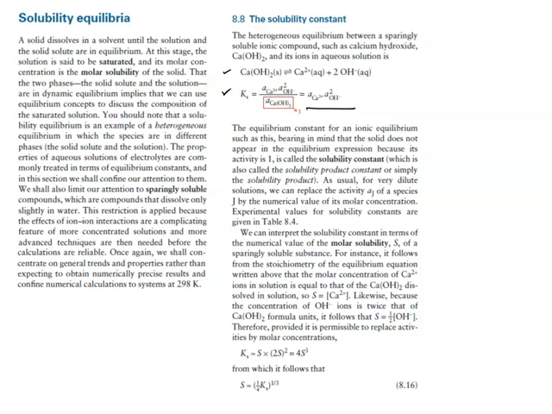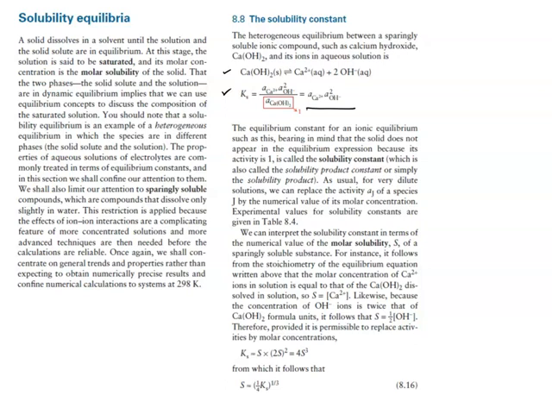The equilibrium constant for an ionic equilibrium such as this, bearing in mind that the solid does not appear in the equilibrium expression, is called the solubility constant, which is also called the solubility product constant, or simply the solubility product. As usual, for very dilute solutions, we can replace the activity of a species, J, by the numeric value of its molar concentration. And that's what I recommend doing. Experimental values for solubility constants are given in table 8.4, which we'll see on the next slide.